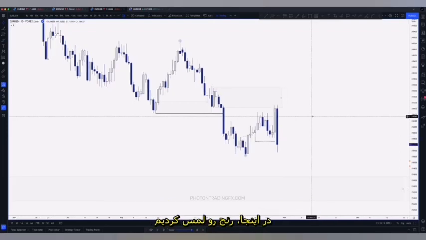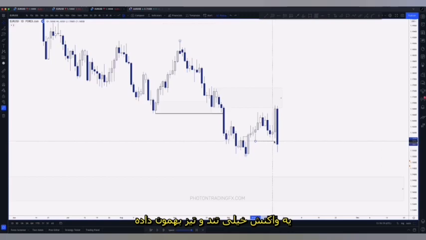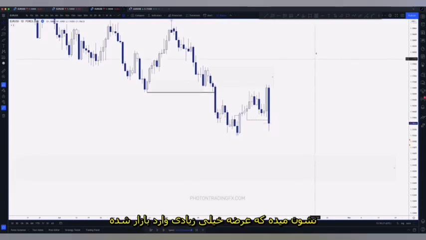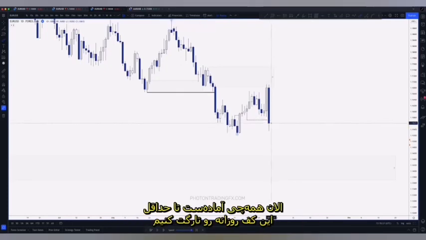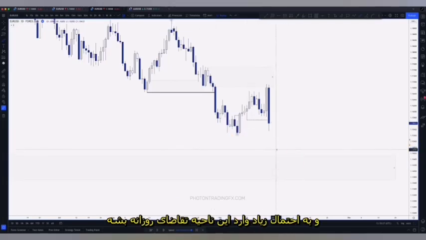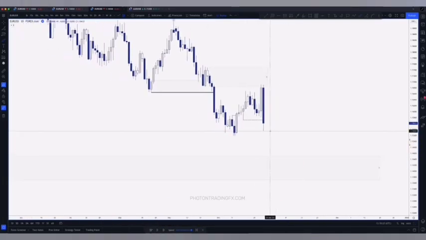So we tap into that range and then we get a very, very solid and sharp reaction, clearly showing that there's an overwhelming imbalance of supply entering into the market. And we also now have that daily change of character. So now it's all systems go to look to at least target this daily low or potentially come down towards this next daily demand level, okay?